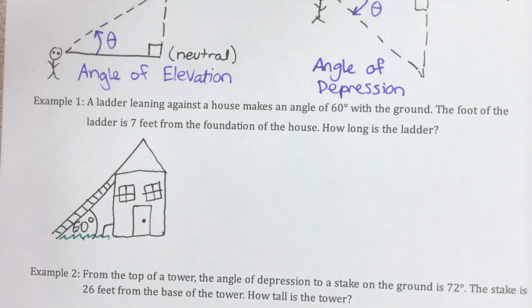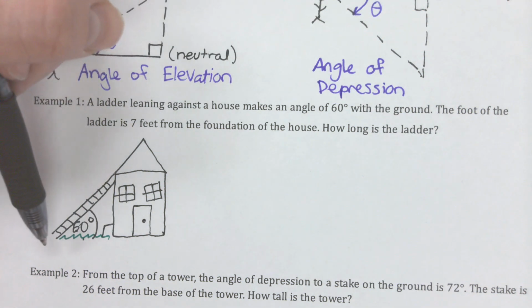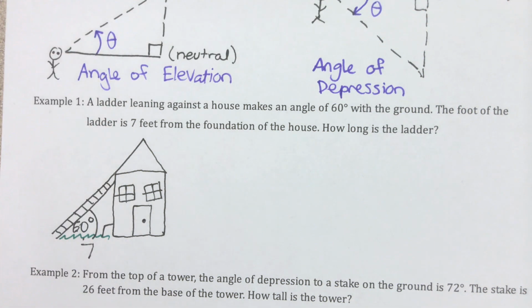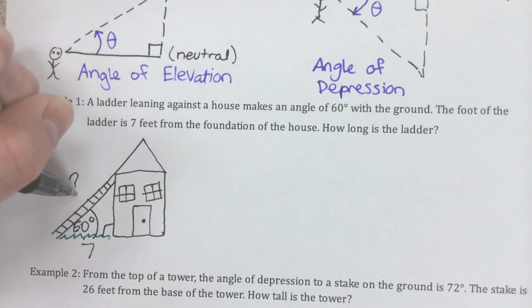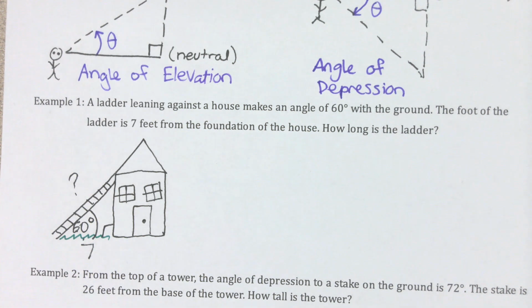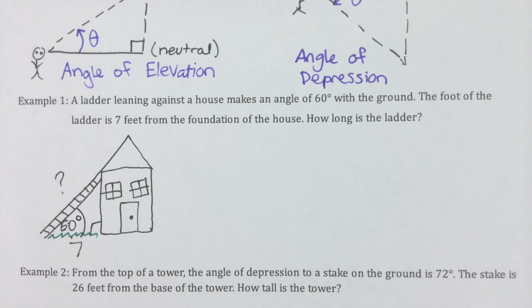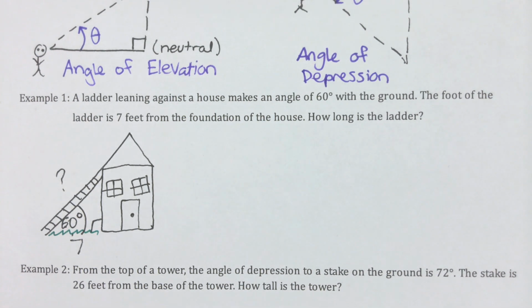The foot of the ladder, so the base of the ladder, is 7 feet from the foundation of the house. We're talking about this horizontal distance here is 7. How long is the ladder? We're talking about the length of the physical ladder. So the ladder itself is what we're trying to find. This picture has a lot going on with it, so I'm going to redraw my triangle and just focus on the important information.